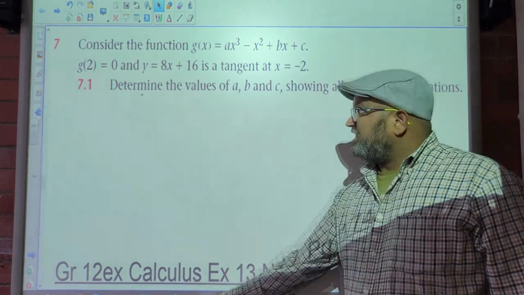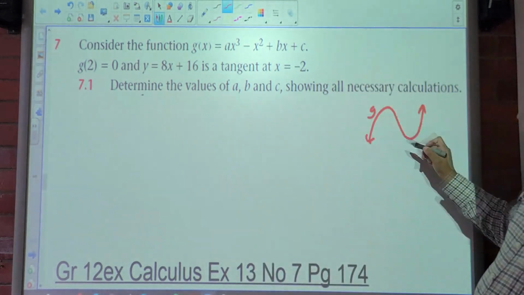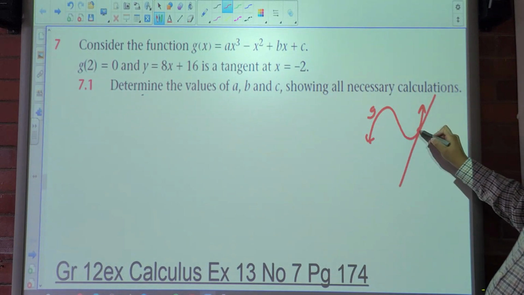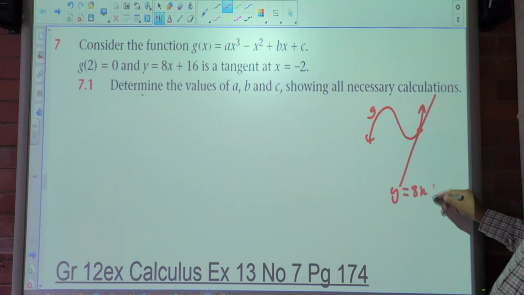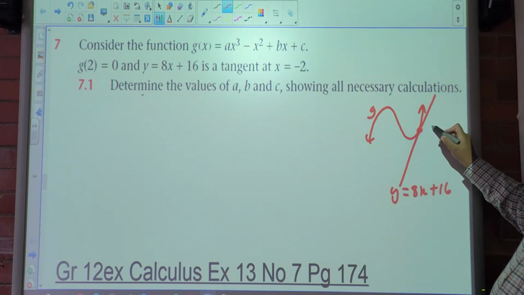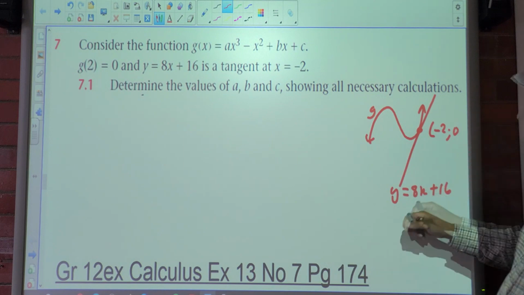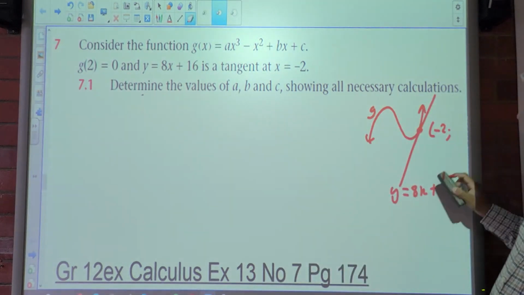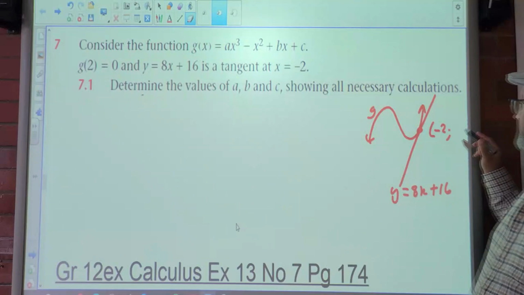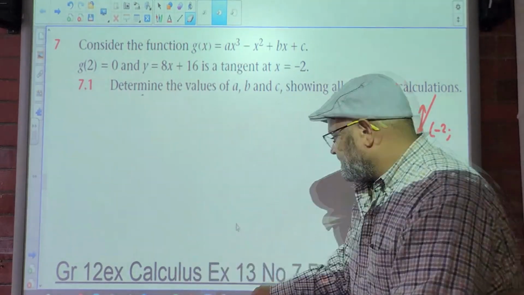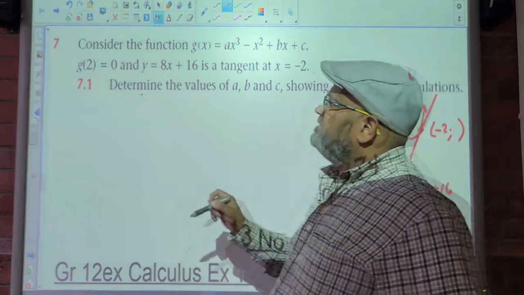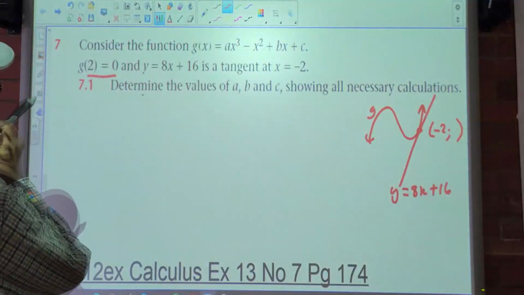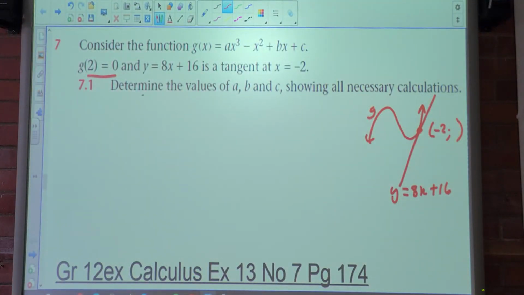Alright, so that could be your g of x graph. I don't say it is. And we have a tangent here. The equation of that tangent is y is equal to 8x plus 16. And the point of contact is x equals negative 2, and some y value. And then we are told that g of 2 is 0. So somewhere along that curve, you've got an x-intercept at (2, 0).